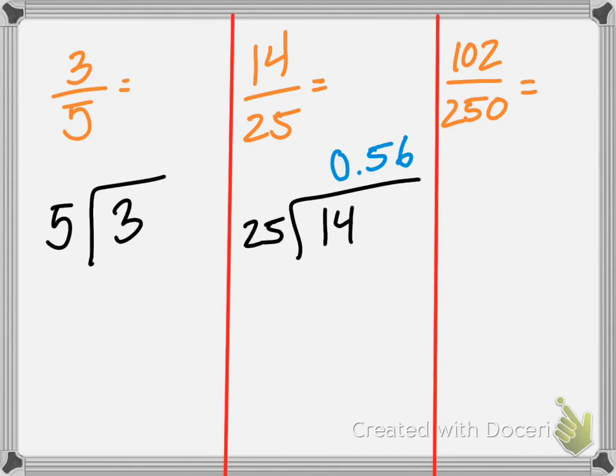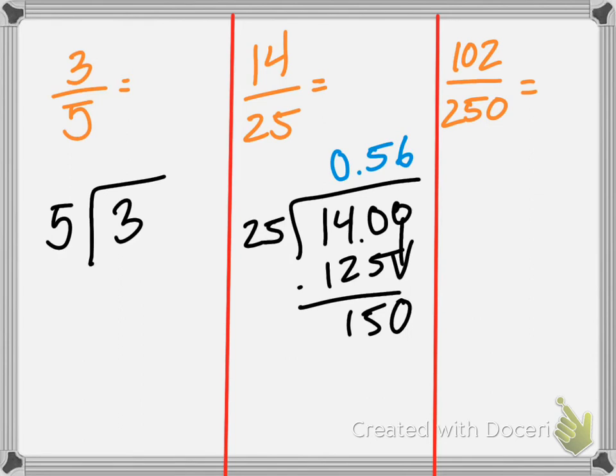Perfect. 56 hundredths. We found out it goes in 0 times to 14, but when I add my decimal, it goes in 5 times. We get 125. I subtract, I get 15. I bring down another 0. And 25 goes into 150 6 times, and that's exactly 150, and I'm done.